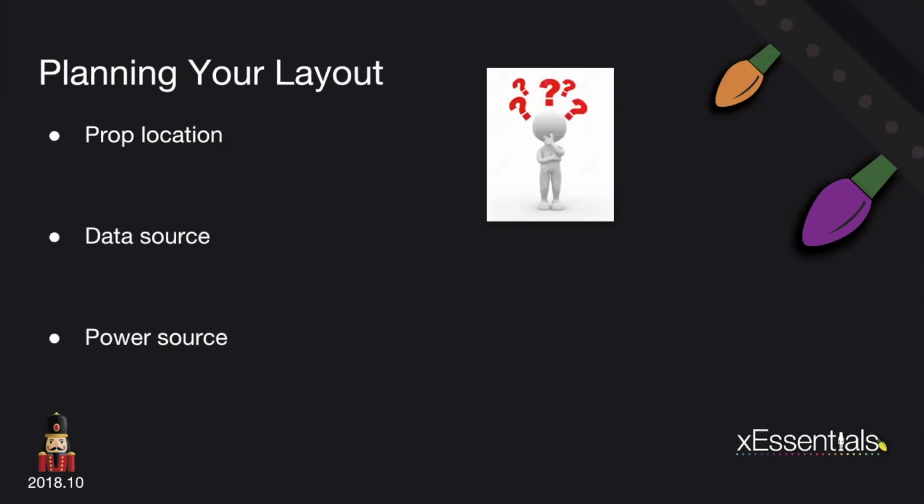If you've got a lot of your props in one place, you might want to think about potentially putting your controller closer to that location. It may make more sense to do that. Likewise, if you've got a lot of props in one place, you're going to have a lot of power consumption from that place, so it may make sense to locate power more closely to it, or provide for a higher availability of power in that location. Data source. So this is more for your controller. Stand by.